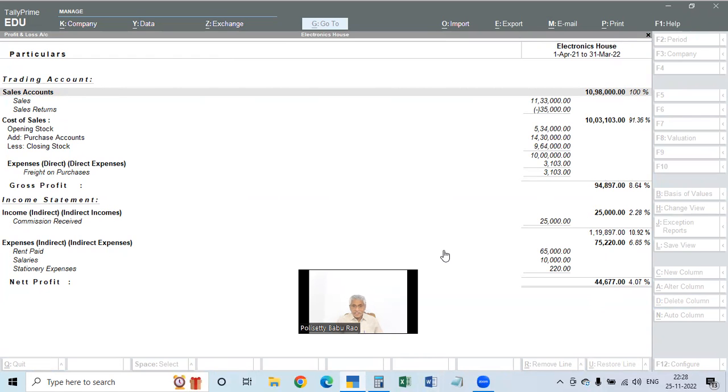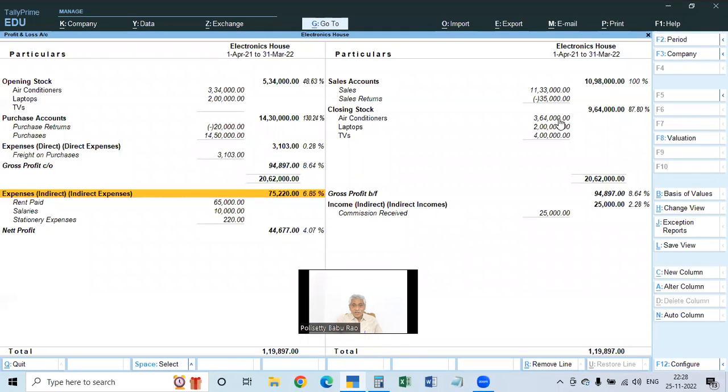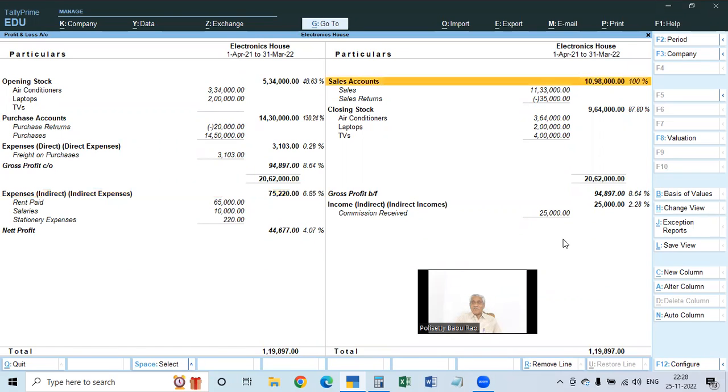Similarly, if you don't want this, you can go here and select no. If you select no, then select yes again. Vertical form, if you select yes, show gross profit will be disabled automatically. If it is deselected, we have to select yes or no, and only then will it show the percentages.